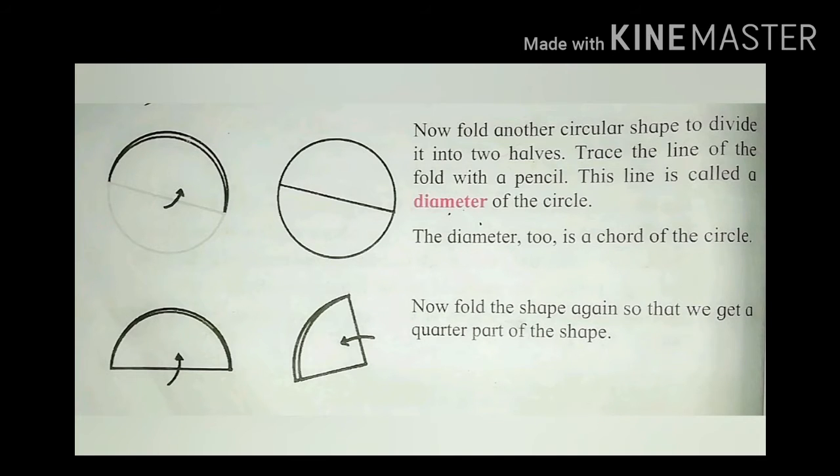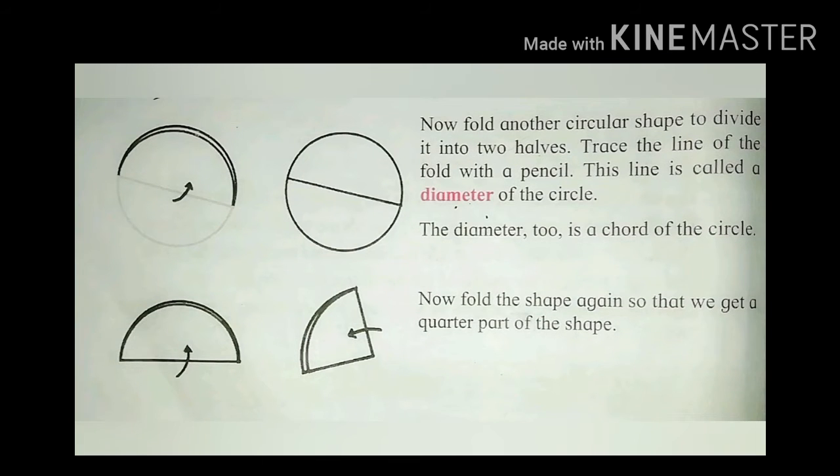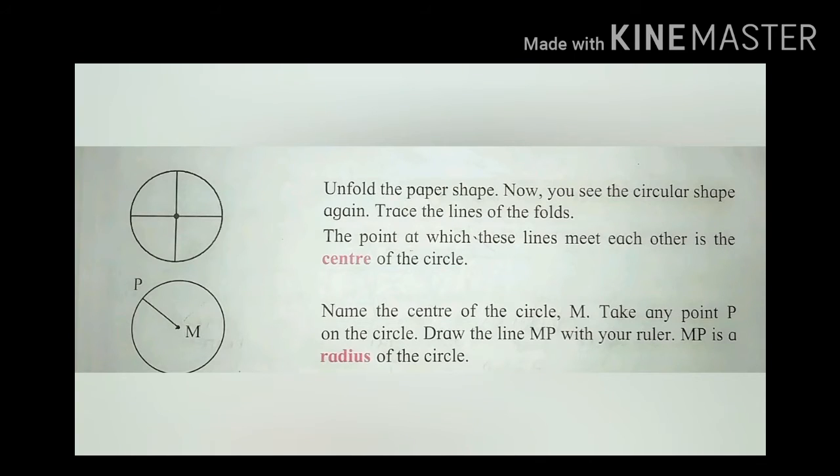Now fold the shape again so that we can get a quarter part of the shape. Unfold the paper shape. Now you see the circular shape again. Trace the lines of the folds. The point at which these lines meet each other is the center of the circle. You can see here there's this black point in the center. Every line meets at the center point.